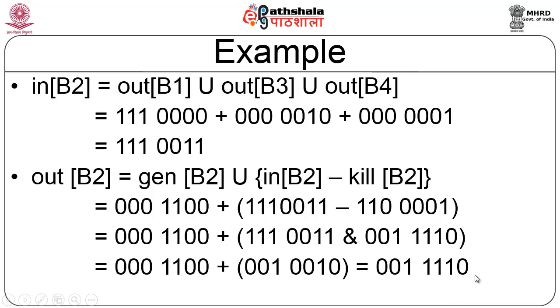So, I have to compute this for all the blocks and ensure that, as we can see, out of B2 is this now, and the previous out of B2 was just gen of B2, which is nothing but this one, 0001100, and this is not the same. So, I have to go through this for one more iteration. Okay. Till all the blocks have 2 consecutive iterations with the same result of out computation, I have to go through the algorithm more than once.